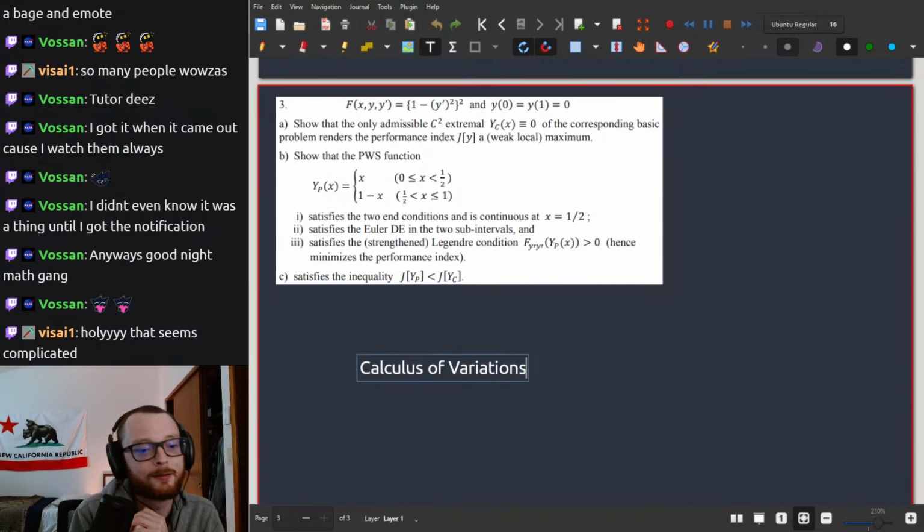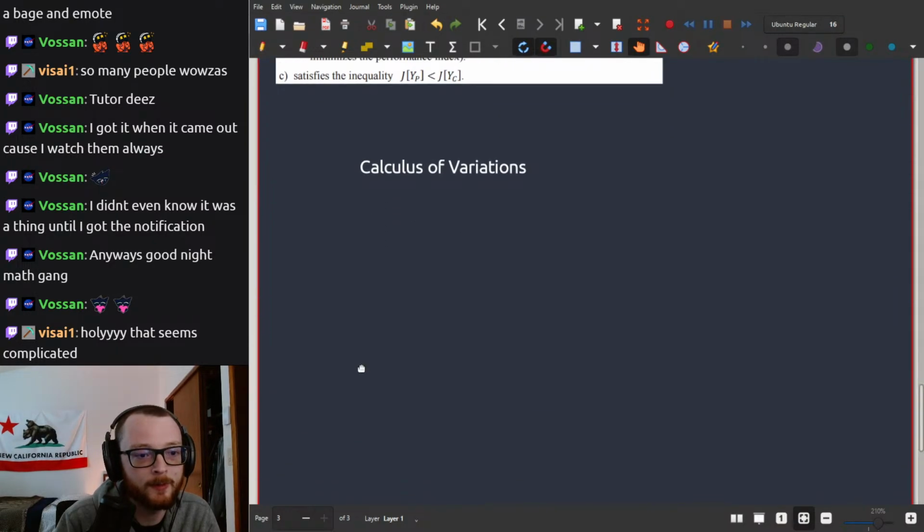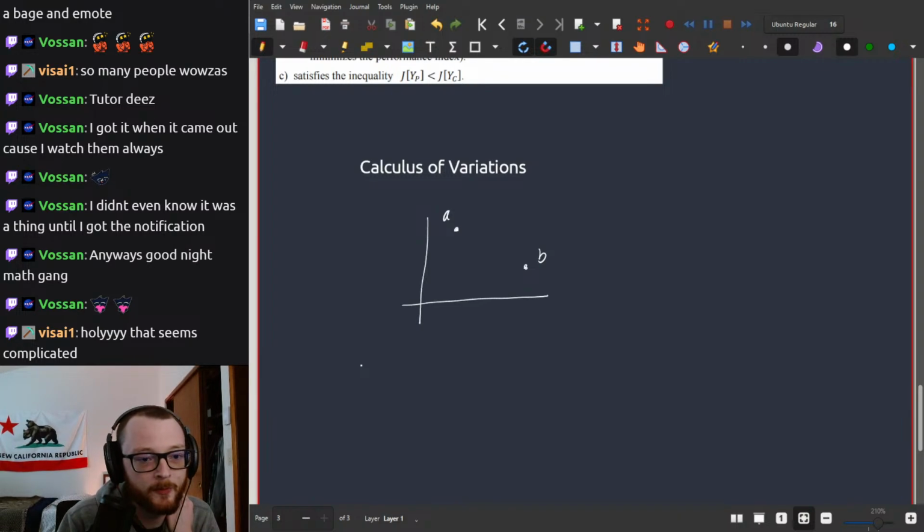To put it simpler, it answers questions about optimization. A famous problem from the calculus of variations is the brachistochrone problem, and the solution to it is called the brachistochrone curve. The question is basically: if you start at a height A and end at a lower height B, and gravity is the only thing influencing you, what's the path that gets you there the fastest?